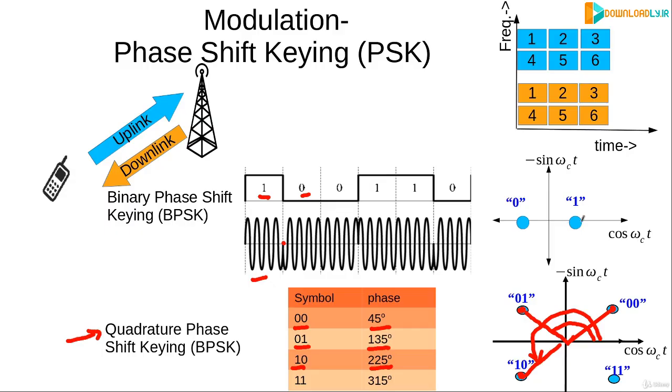So in the case of BPSK, as we had only 2 symbols and there was 1 bit per symbol, we needed only 1 dimension, and this is the cos of omega CT axis, or we can also call it the I or the in phase axis. So the 2 symbols were along the I axis, while in the case of QPSK, since there are 4 phases, we need 2 dimensions. So this is the I dimension and this is called the Q dimension, which is minus sine of omega CT, and the other name for the Q dimension is the quadrature. So that is why this is called the quadrature phase shift keying, or QPSK.